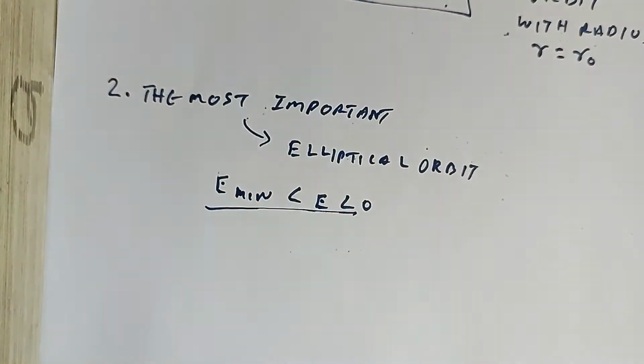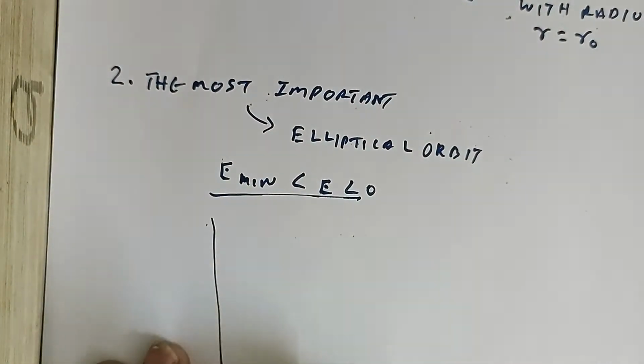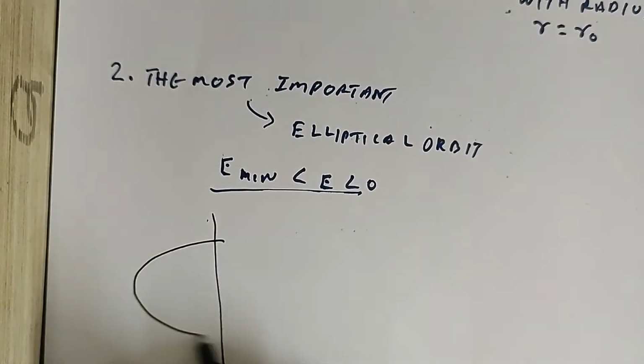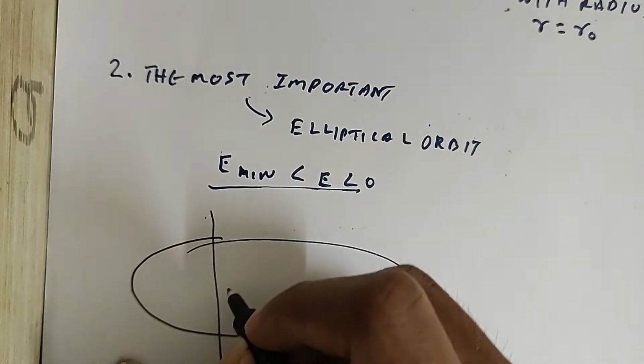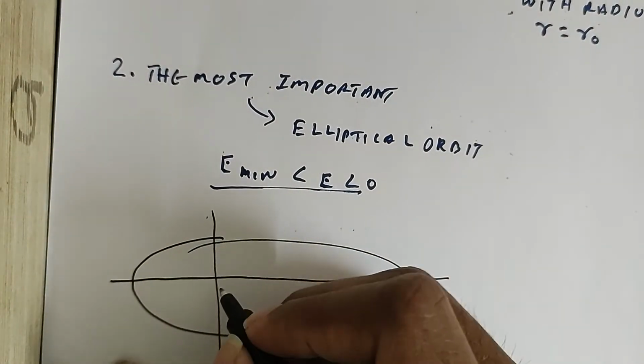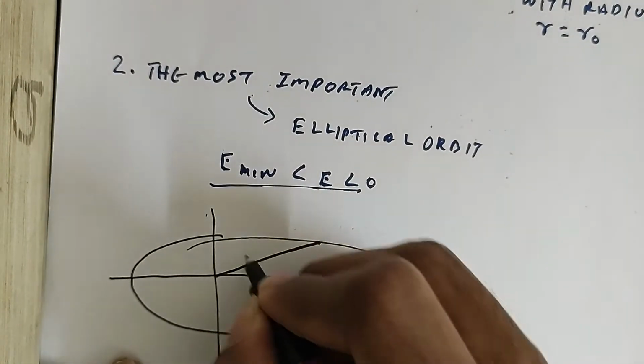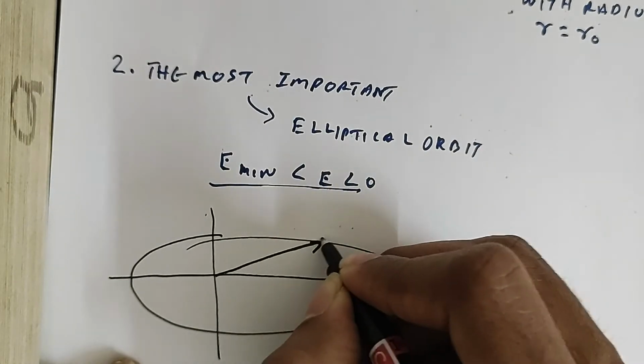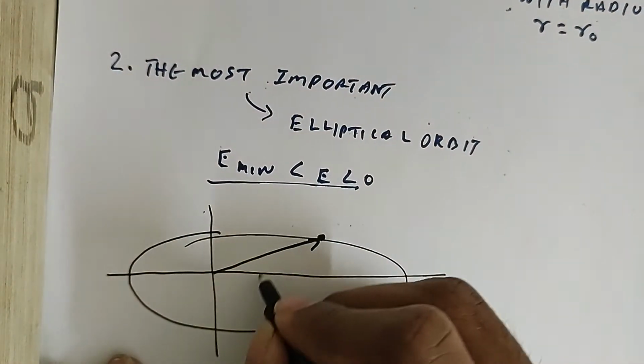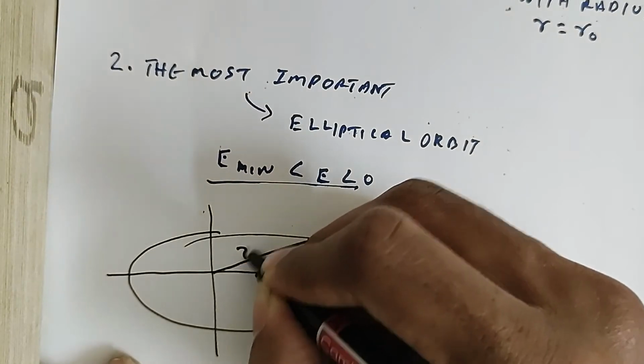Now, I'm going to draw the diagram of the standard ellipse. My drawing is not so good, it's not done, but there is a point here. You see, there is a point here, and it makes an angle theta, and this is r.